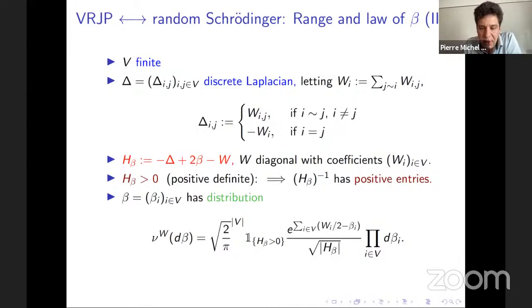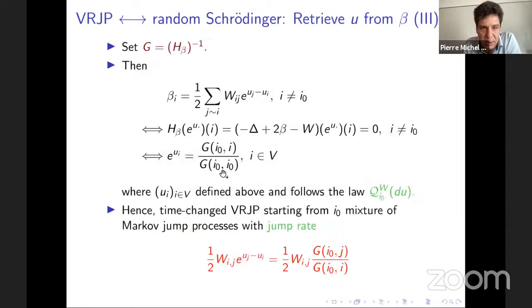The dependence on the starting point only appears when you compute e to the ui. Here I wrote e to the ui as G of ui0i over G of i0i0. It's normalized such that ui0 is 0, and not such that the sum of the ui's is 0. You could have a more complicated formula doing that.